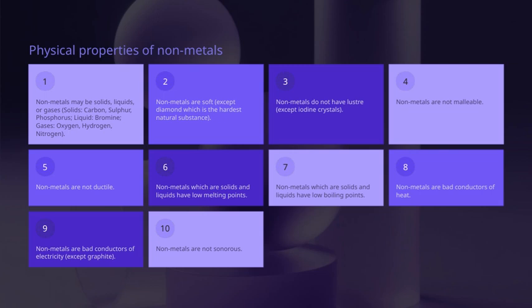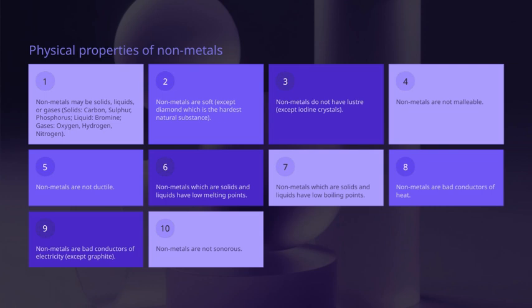In terms of electrical conductivity, nonmetals are generally poor conductors of electricity. The notable exception here is graphite, which is a good conductor and is used in pencils and batteries. Additionally, nonmetals with solid or liquid states tend to have low melting points, so they melt easily at relatively low temperatures. Most nonmetals are soft, with the exception of diamond, which is actually the hardest natural substance known. This softness or hardness varies widely among different nonmetals.